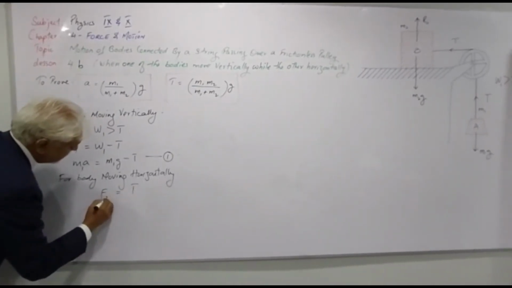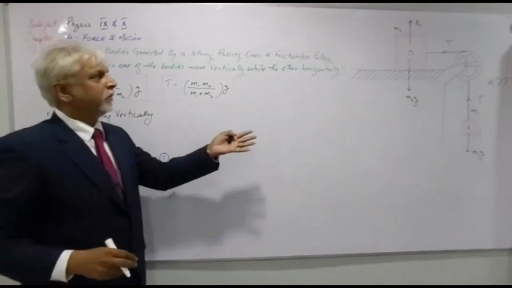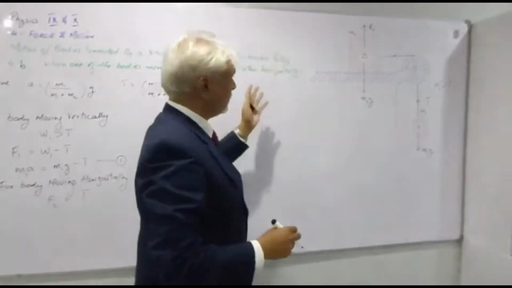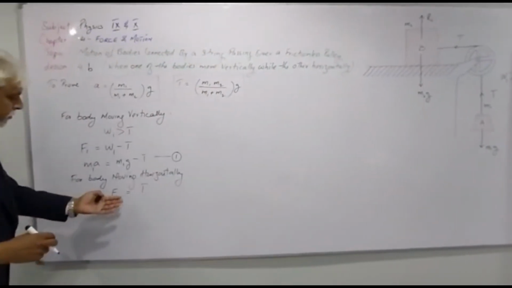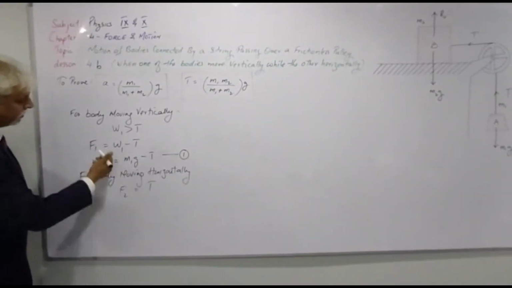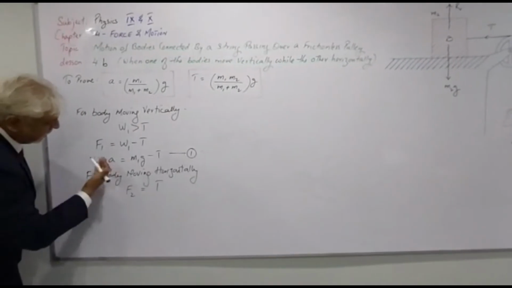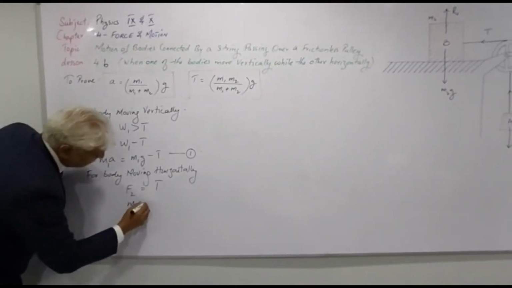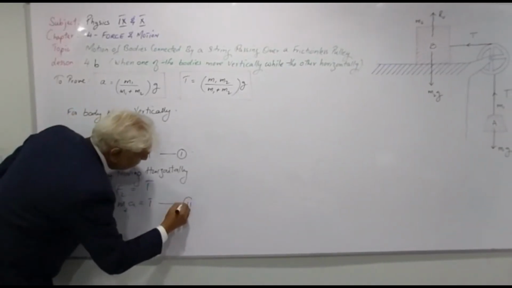The reacting force and the weight will cancel out if it's not moving, but if it's accelerating, then we can say that F2 equals T. And according to Newton's second law of motion, when you put the value of F, that gives you m2a. So let's call it m2a. This is the second equation.